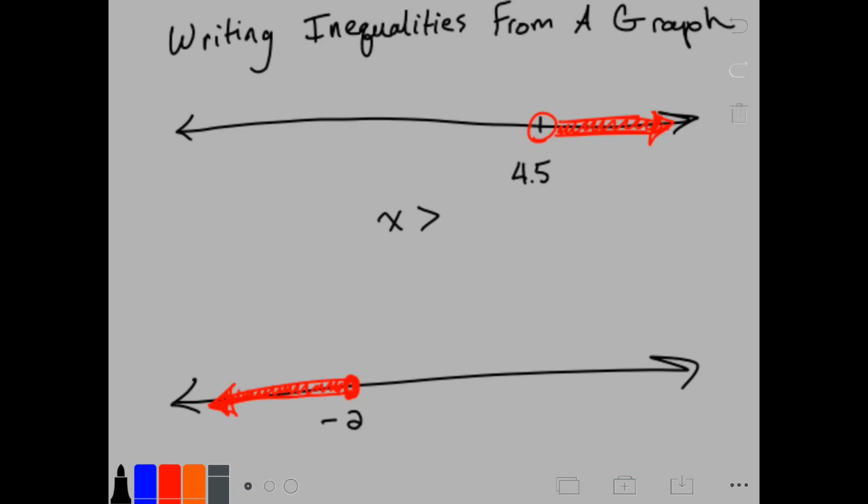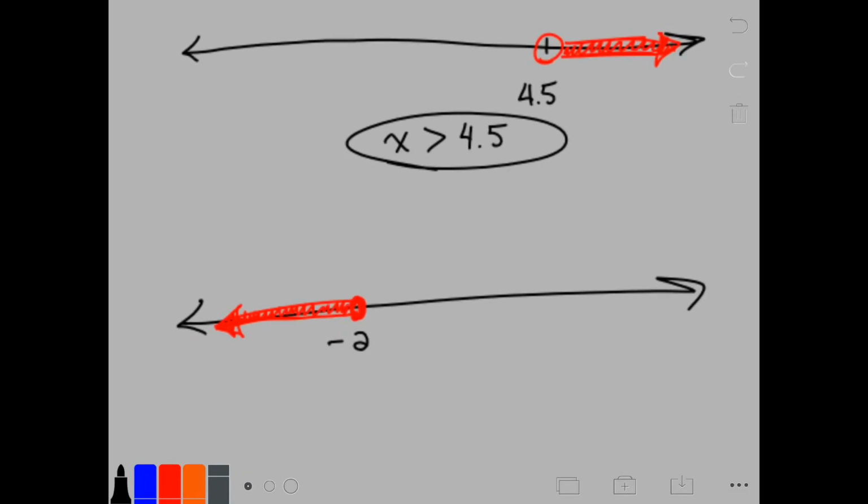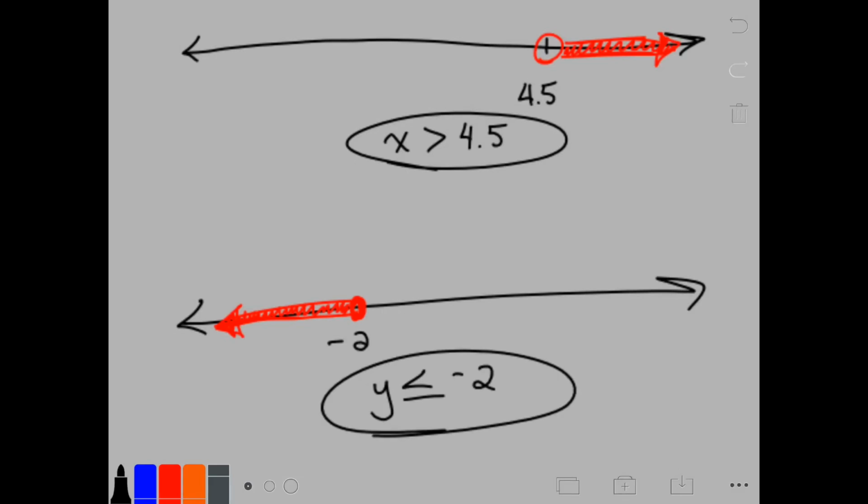And then what value am I starting at? I'm starting at 4.5. Circle your answer. So that is it for the first one. How about this second one? Again, pick a variable. It can be anything you want. How about y? Look at the direction. This one's going to the left, so we want less than. We have a closed dot, so we're going to have equal to. And what is that value? Negative 2. And that is it for writing inequalities from a graph.